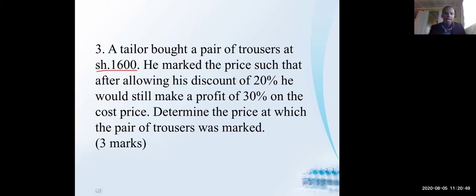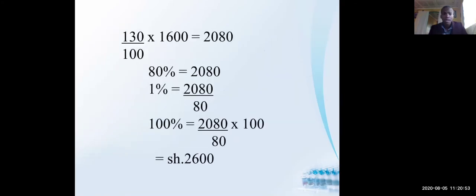So now let us check how we are going to work this out. You will realize that he would still make a profit of 30%. So that is 30, you add it to 100, you will get 130. So first of all, you say if 100%, because that was the buying price, is equal to the buying price, which is 1,600. Now, if he made a profit of 30%, so 30 plus 100, you'll get 130%. Then you cross multiply.